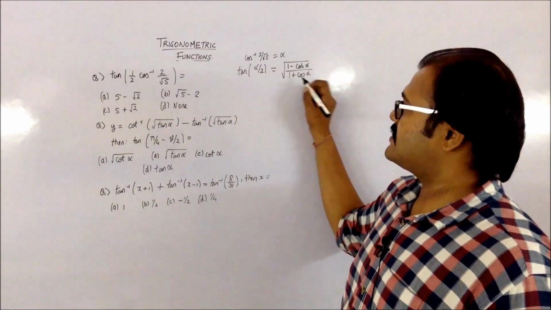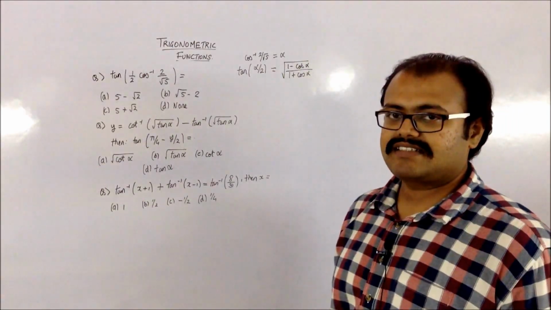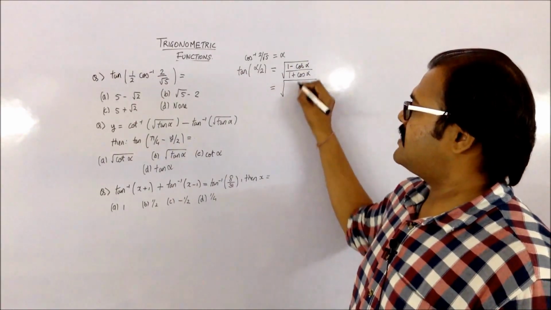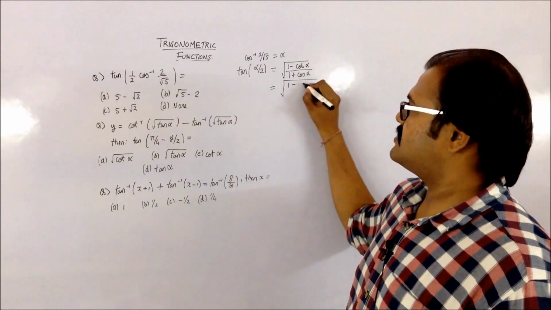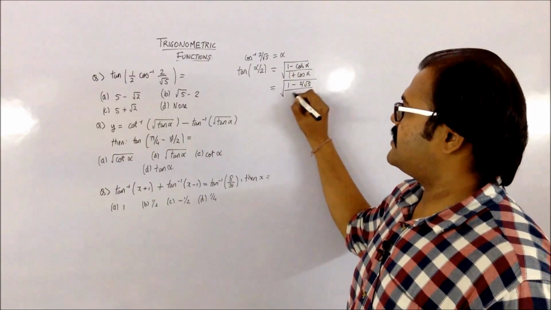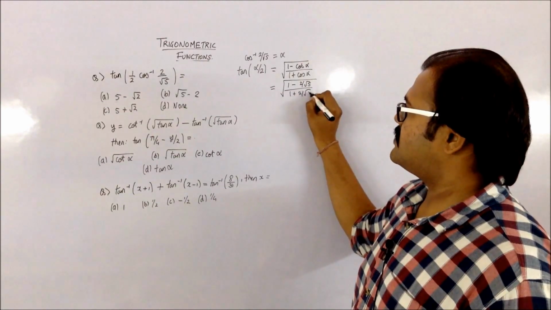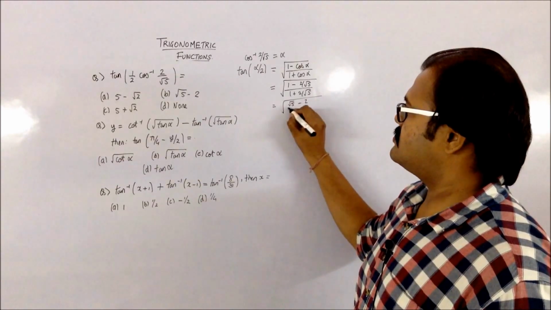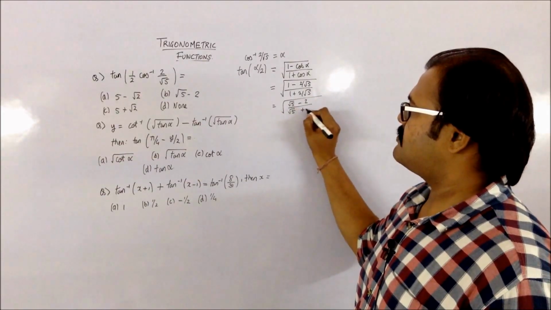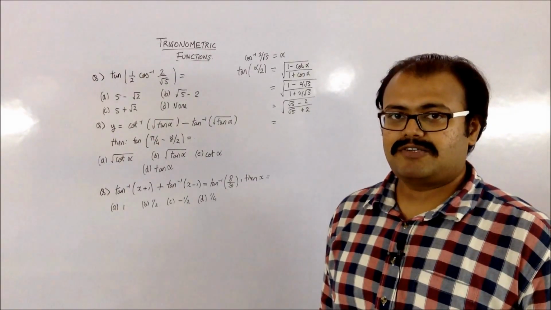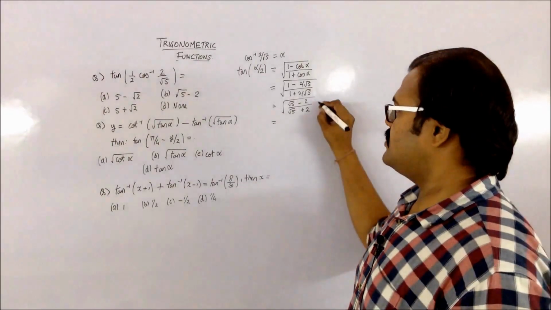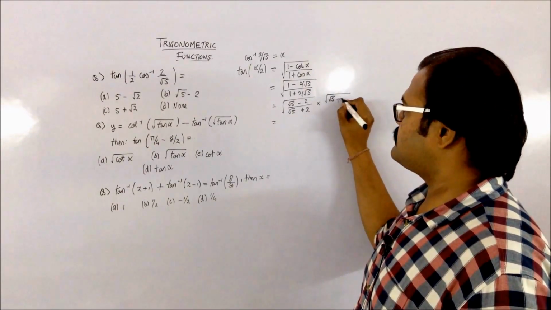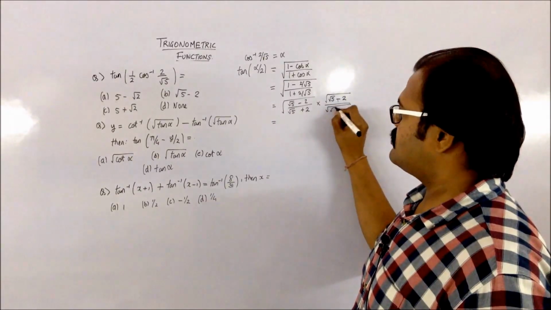So my cos alpha is nothing but, if I take the cos inverse on that side, I will be getting 2 by root 5 as cos alpha. Substituting that value, I'll be getting this value as 1 minus 2 by root 5 divided by 1 plus 2 by root 5. Taking the LCM, I'll be getting root 5 minus 2 divided by root 5 plus 2. So what I'm going to do is rationalize the denominator. So I'm going to multiply by root 5 minus 2 divided by root 5 minus 2.